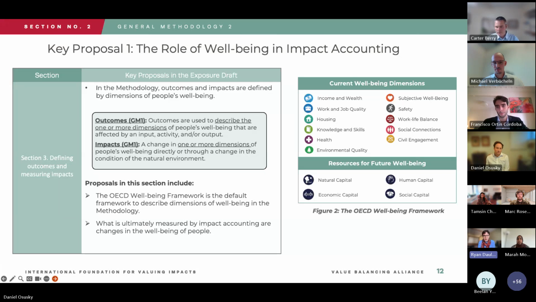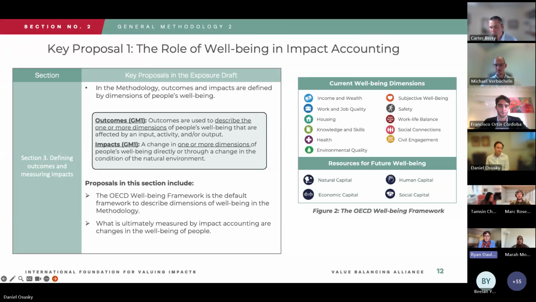So let me take you back to the general methodology 1 statement very quickly as a refresher. So the definition of an outcome is that outcomes are used to describe the 1 or more dimensions of people's well-being that are affected by an entity, by input or output data. And then an impact is a change in 1 or more of those dimensions of people's well-being, or through a change in the condition of the natural environment. So you can see in the General Methodology 1 statement, we referred to dimensions of well-being. It is now in the General Methodology 2 statement where we actually define what we mean by well-being and provide a framework so we can describe outcomes and impacts in detail.